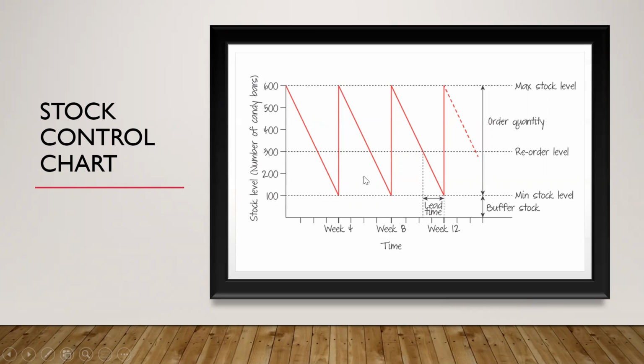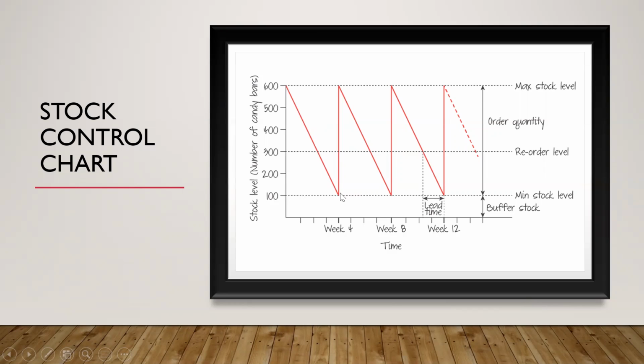And that is your stock control. Your minimum stock level of 100 is also called your buffer stock. It's the minimum amount of stock you're always going to have of this product. So this company has decided at the minimum they'll have 100 bars of candy, and at the maximum they'll have 600. It's a very simple process. They run down by 125 a week, so they go from 600 to 100 within 4 weeks.